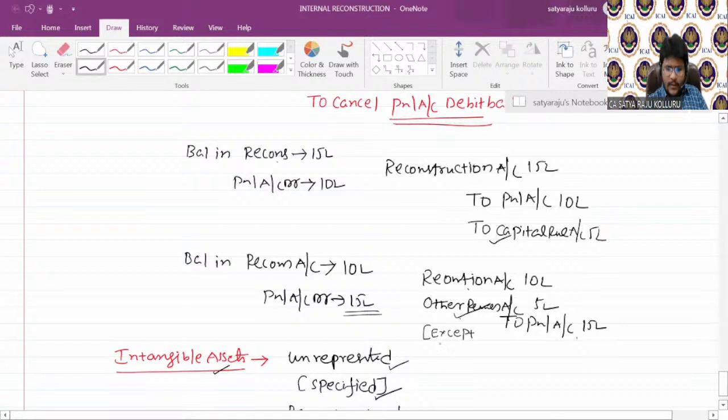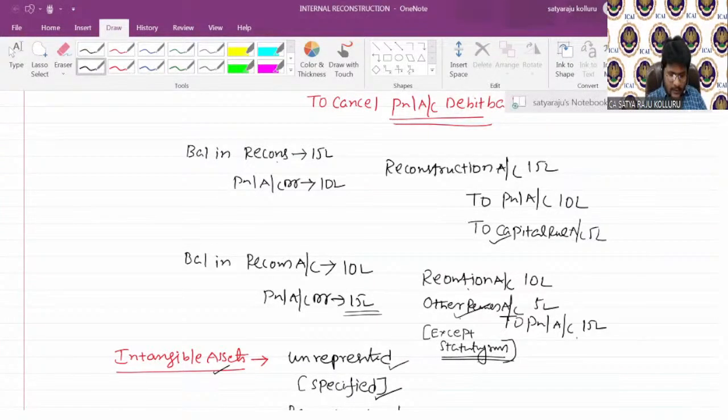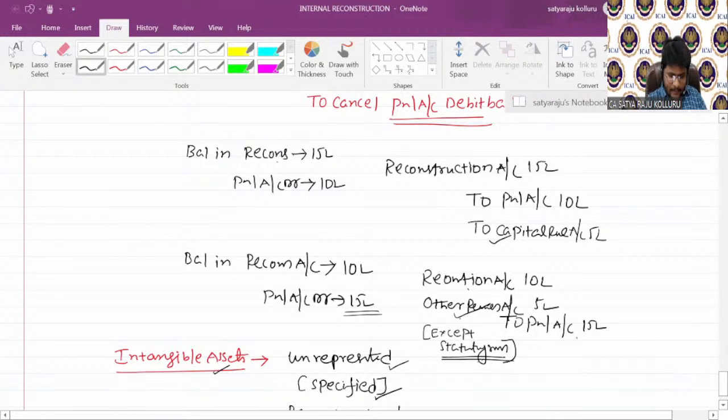Sir, except statutory reserves, you can use any reserve, because statutory reserve needs to be maintained as per the statute. That's why we cannot utilize the statutory reserve, right? Except the statutory reserve, you can utilize any type of reserves. Okay. Next doubt. Okay. Hope cleared.